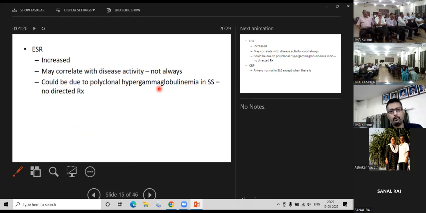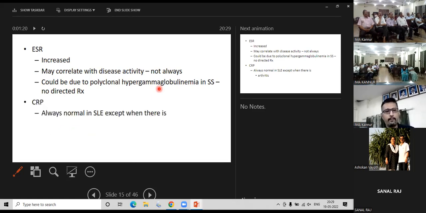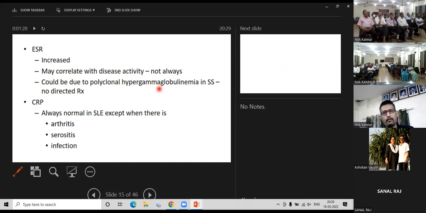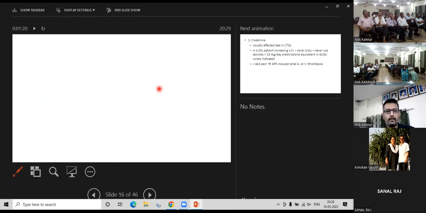So what you have to look at is the albumin globulin ratio. Usually there is a reversal, where the albumin levels are normal, whereas the globulin levels are elevated, and this causes an increased ESR. CRP is always normal in SLE except when there is arthritis, serositis, that is pleural or pericardial effusions, and infection. So a patient with an increased CRP with features of SLE, we need to look at all this.